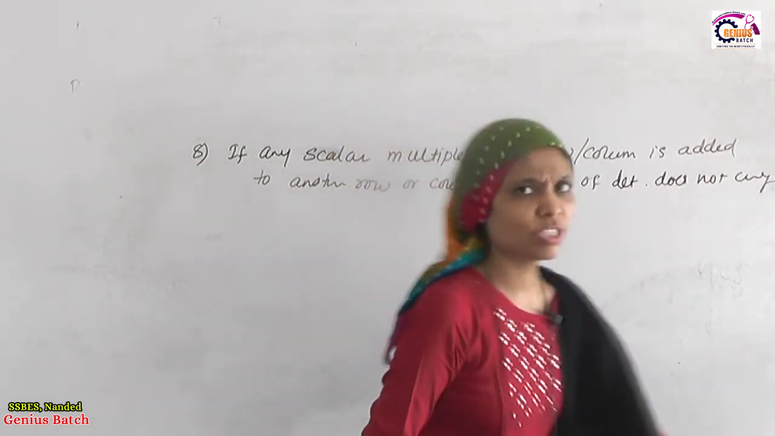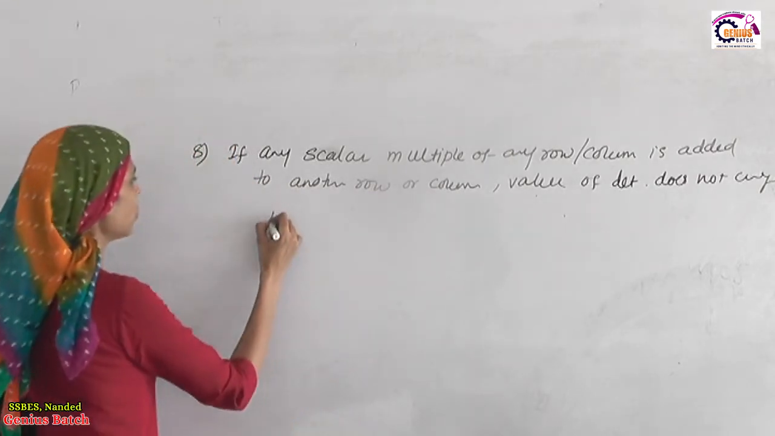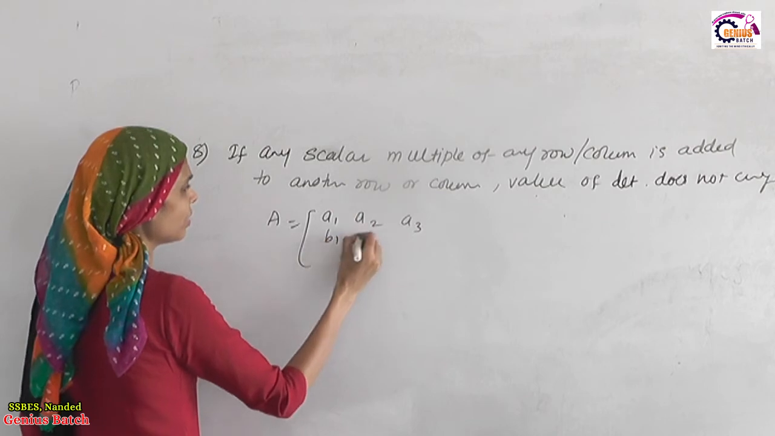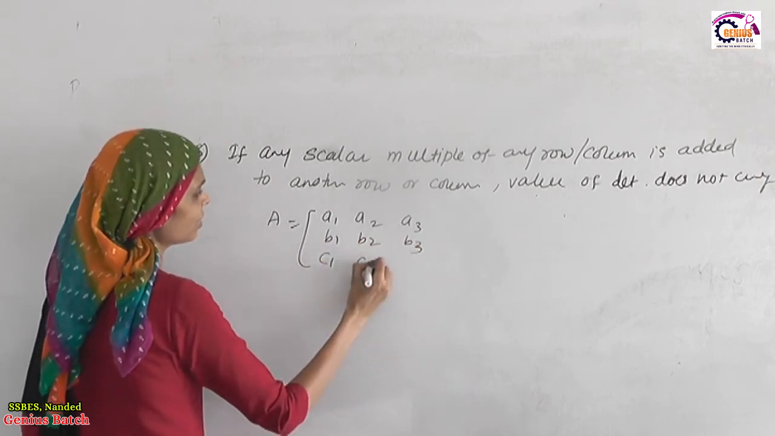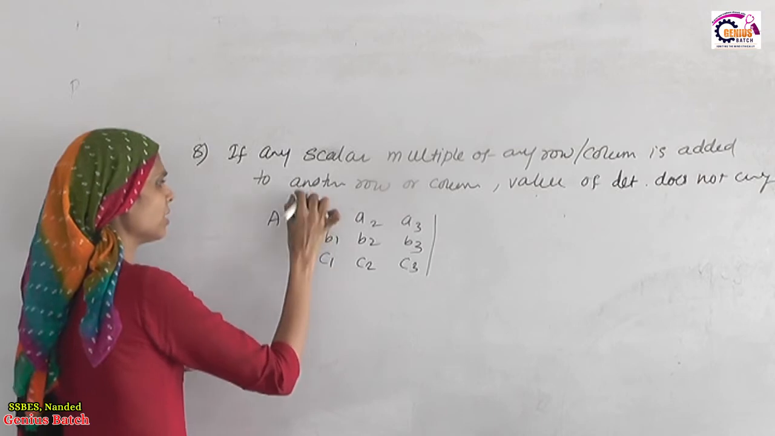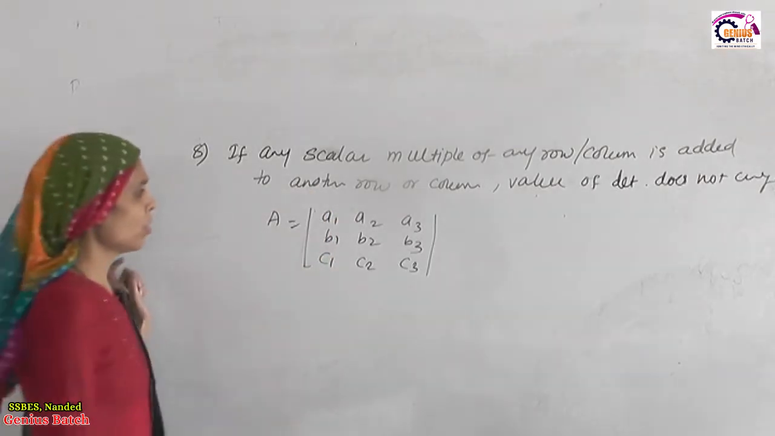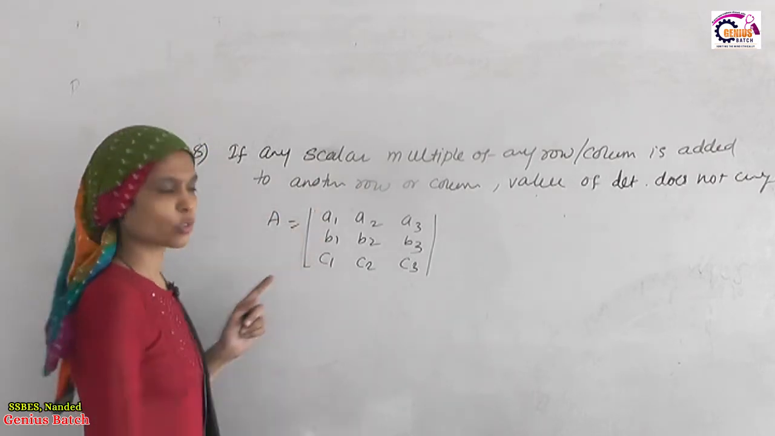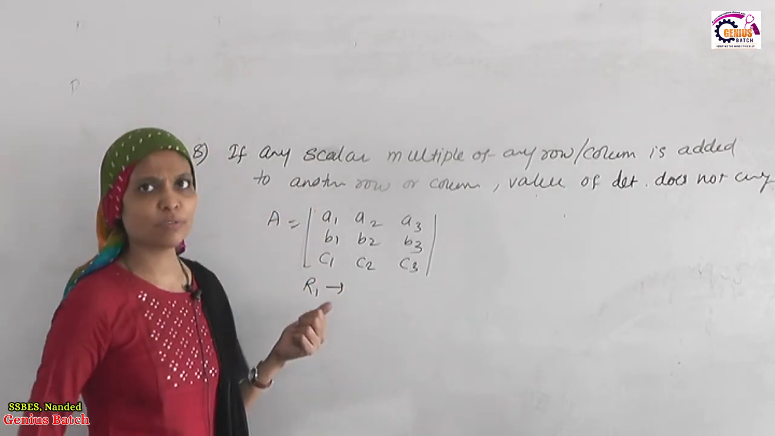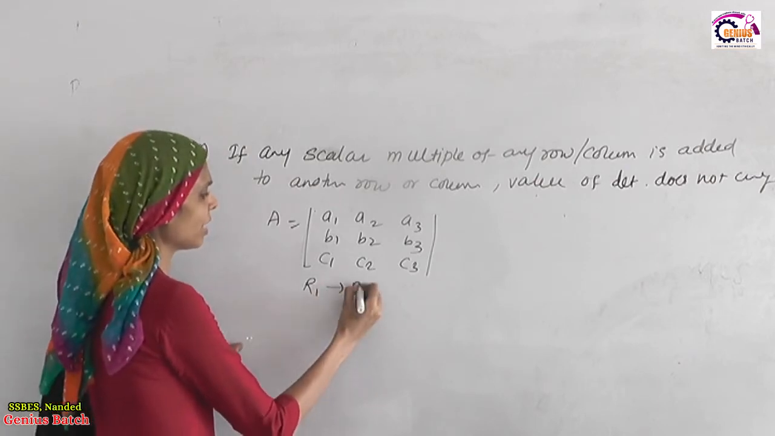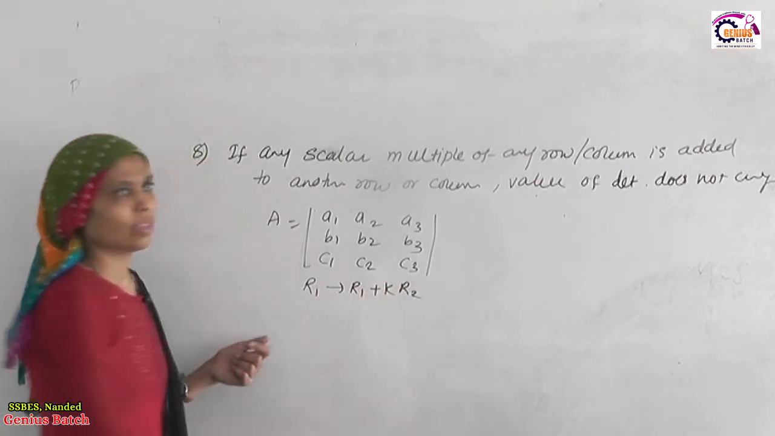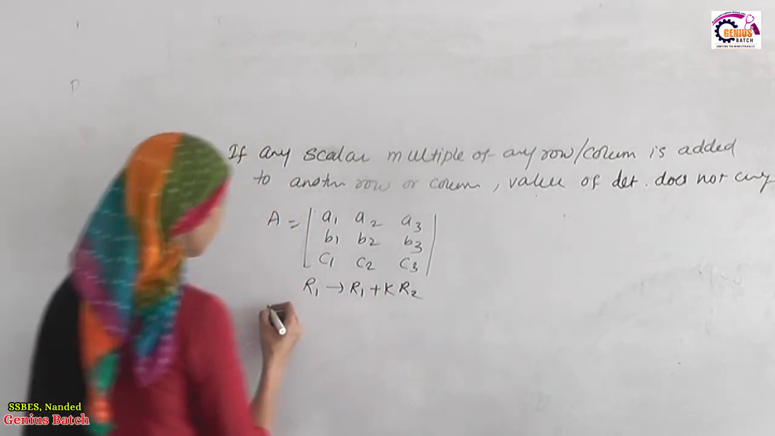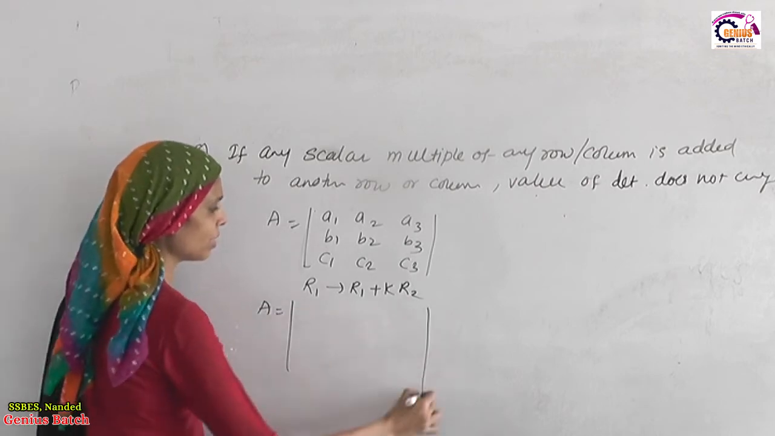So determinant ची value change होत नाही. See, we can easily prove it. A is equal to, suppose matrix A of order 3: A1, A2, A3, B1, B2, B3, C1, C2, C3. Instead of matrix we will take the determinant. Now if I add k multiple of the second row to the first row, R1 represents the first row, so R1 मध्ये जर मी k multiple of R2 add केले, multiply the second row by k and add it to the first row, what will be the new determinant?